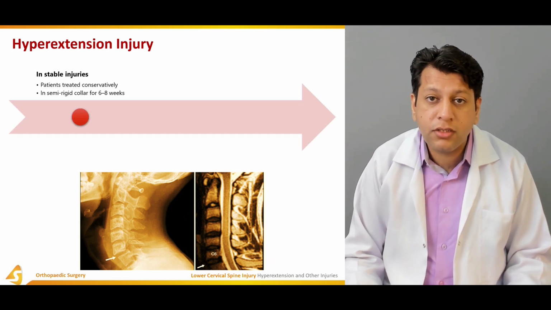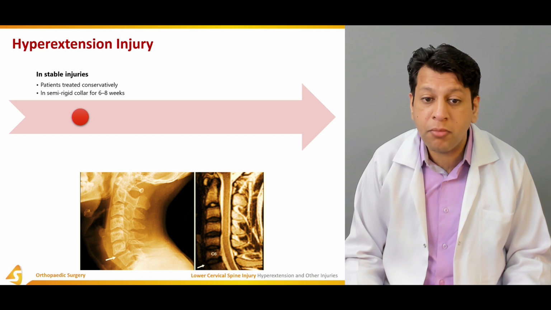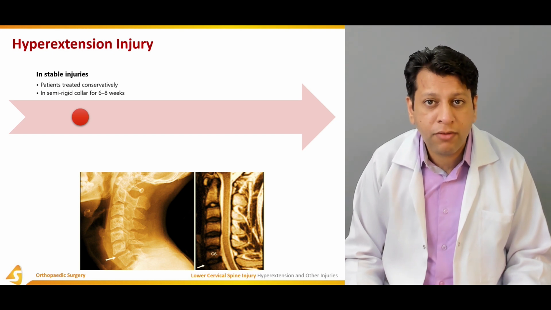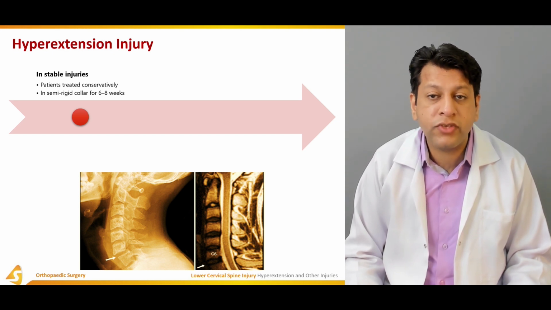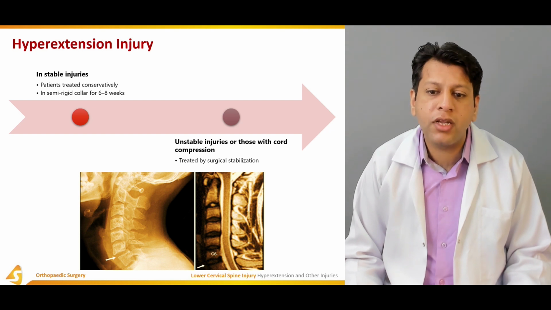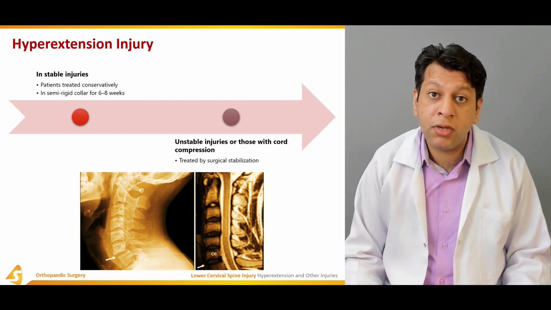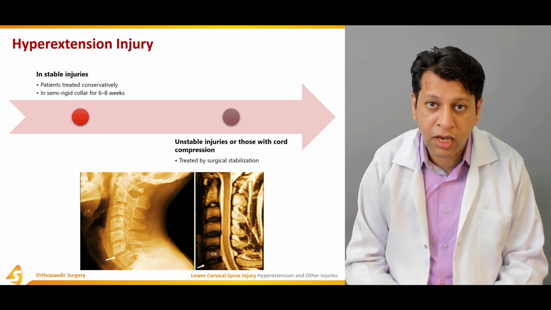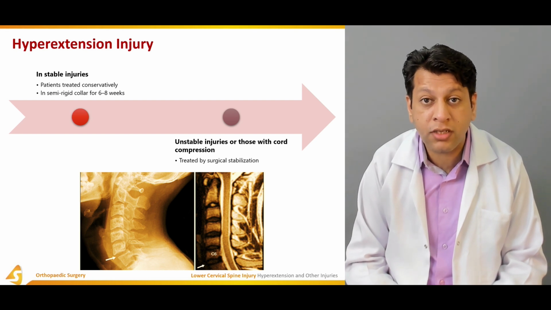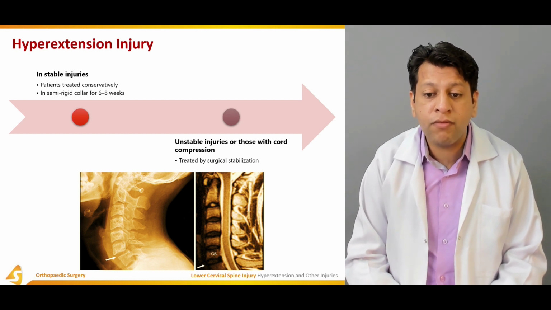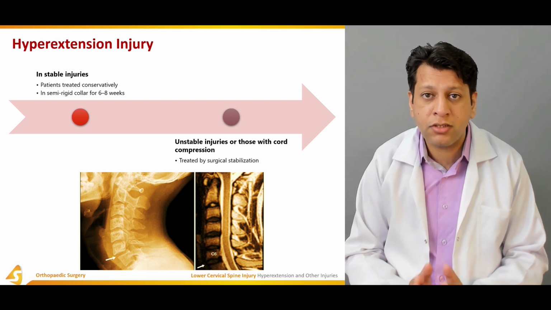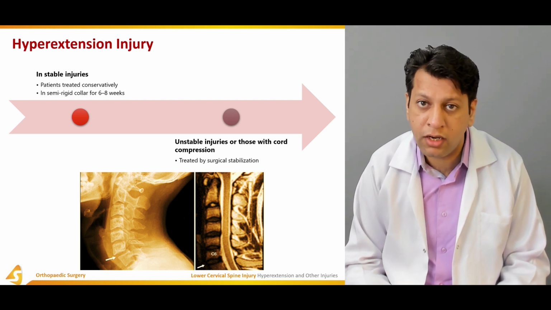What's important is in hyperextension, if they're stable, they can be treated conservatively, that is with 6 or 8 weeks of semi-rigid collar. But if they're unstable, they need surgical stabilization, and as it is a hyperextension injury, the most commonly injured is the anterior longitudinal ligament. Therefore, that needs to be repaired and fractures need to be fixed by anterior approach.